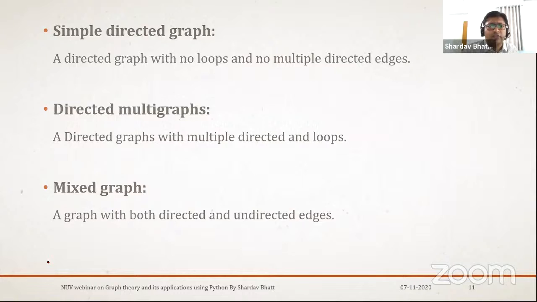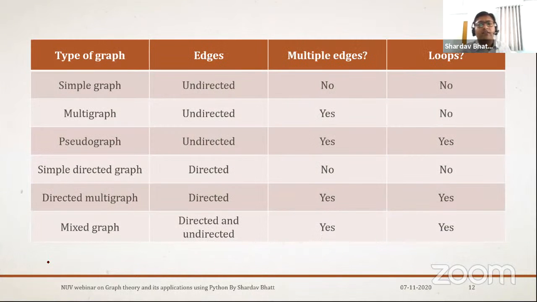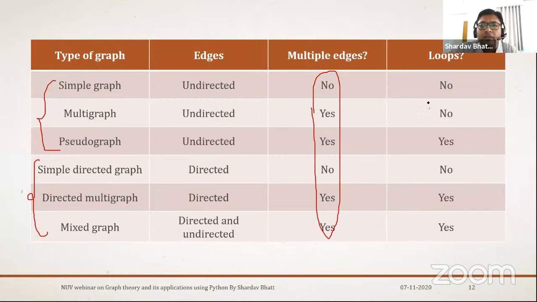So we have seen 6 different types of graphs, and let us summarize this using this table. From this table, we can see that there are 3 undirected graphs: simple graph, multigraph, and pseudo graph. These are undirected, and these are directed graphs. The last, mixed graph, means some edges are directed and some edges are not directed. Out of this, in which graph multiple edges are allowed is written in this table, and in which graph loops are allowed is written in this column.